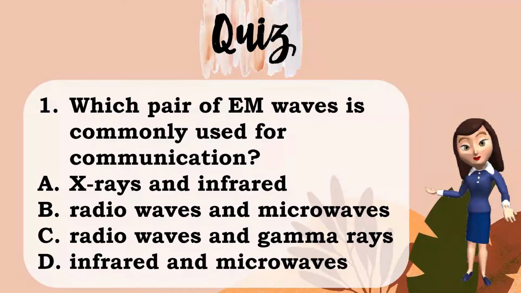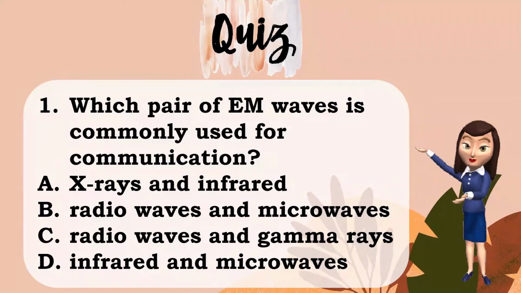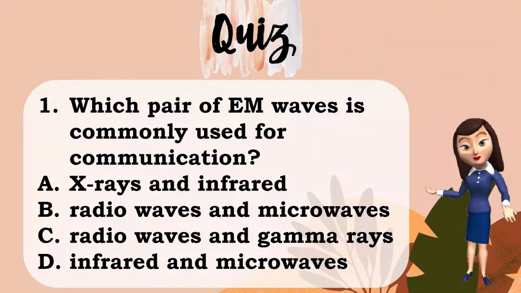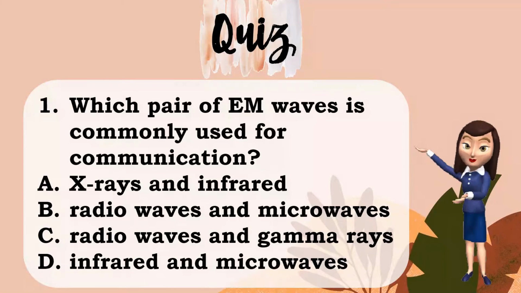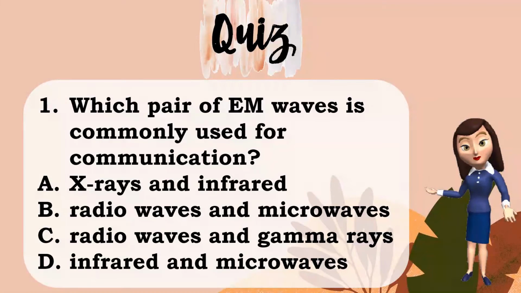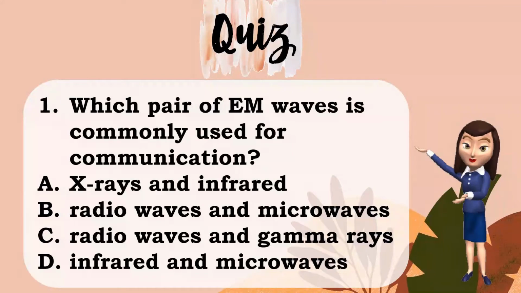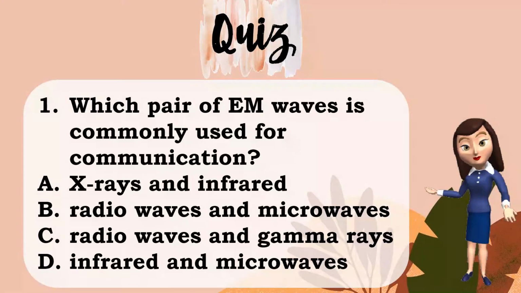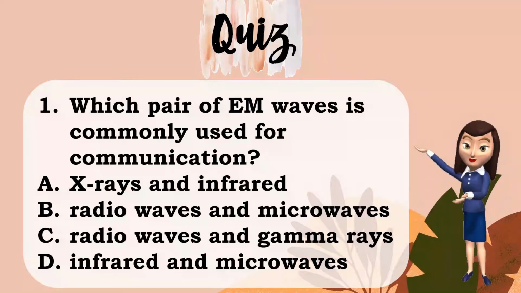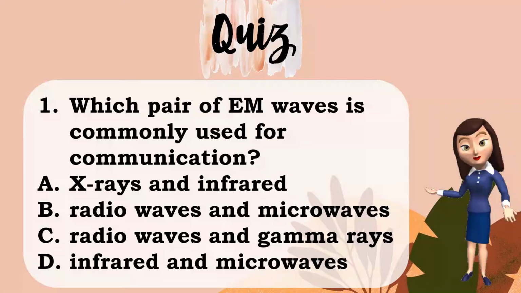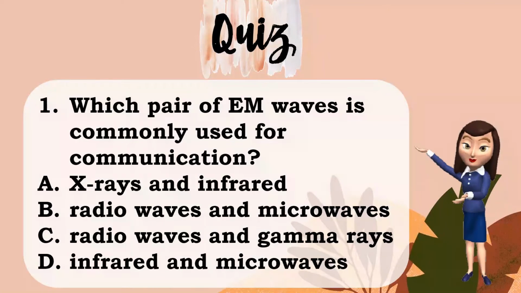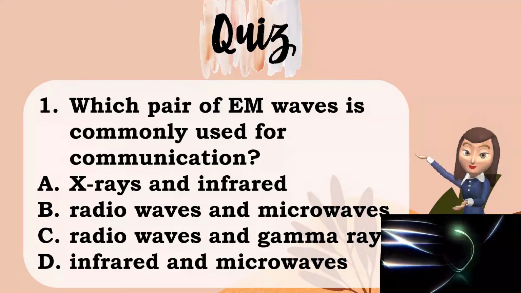Number 1. Which pair of EM waves is commonly used for communication? A. X-rays and infrared. B. Radio waves and microwaves. C. Radio waves and gamma rays. D. Infrared and microwaves. Again, which pair of EM waves is commonly used for communication? A. X-rays and infrared. B. Radio waves and microwaves. C. Radio waves and gamma rays. D. Infrared and microwaves.